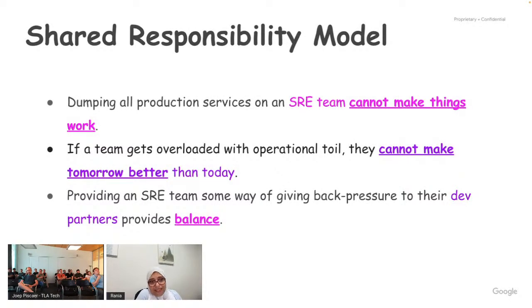Shared responsibility is a super important principle in SRE and in implementing DevOps. The SRE team cannot make things work by themselves. They don't have a magic wand to fix unrealistic problems in production. Dumping everything on the SRE or DevOps team will not fix anything. It will make people frustrated, they will not make things better, and it will even get worse over time.